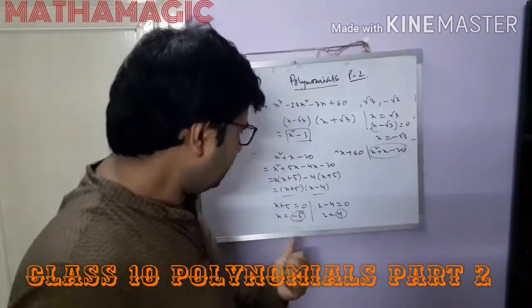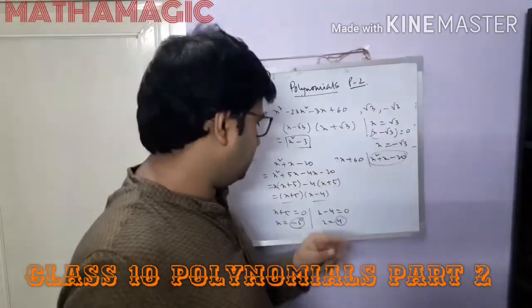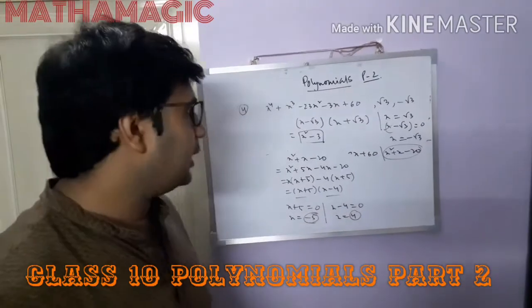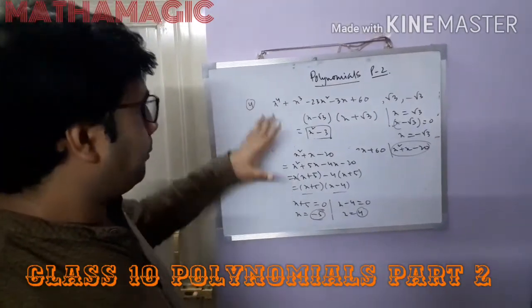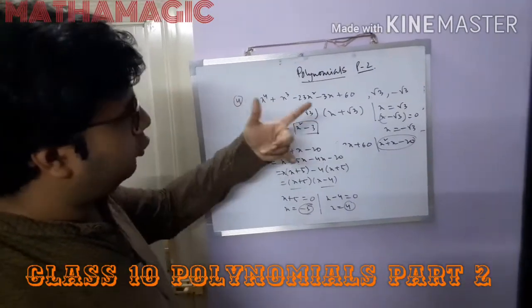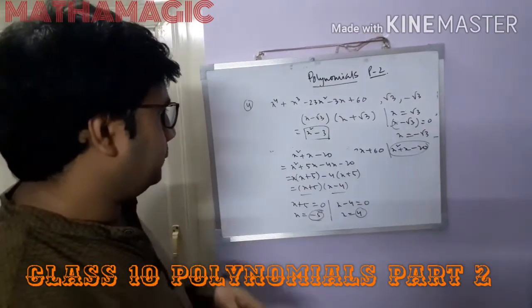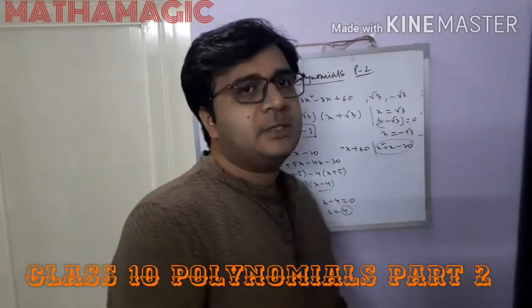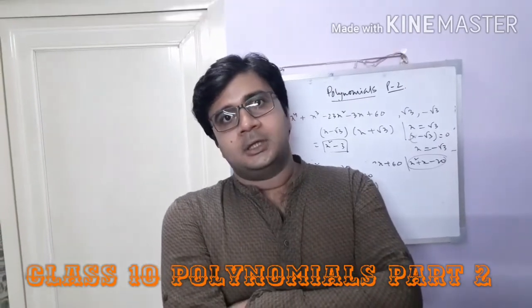So all 4 roots are root 3, minus root 3, minus 5 and 4. This is how we can find the other roots whenever 2 roots of a polynomial are given. This is how we can solve the problems related to polynomials. There are so many problems related to polynomials in your exercise, so please try to understand the concept. Try to use it by seeing the examples we have discussed in the videos. By seeing the examples, you will be able to understand how the problems can be solved.